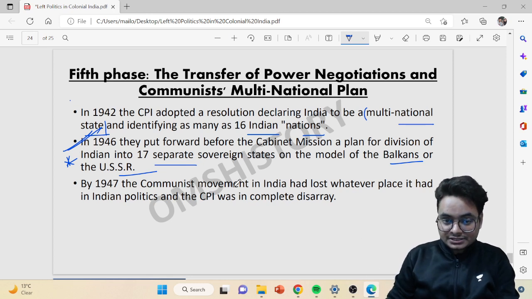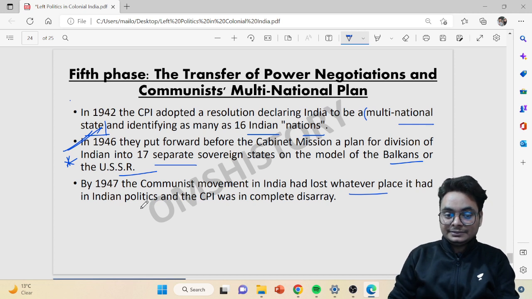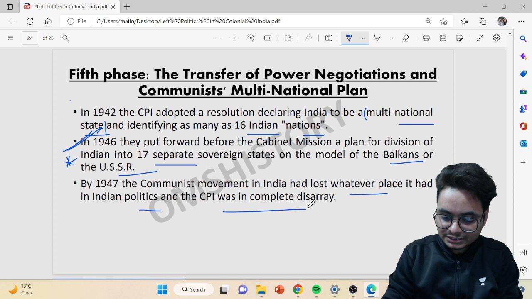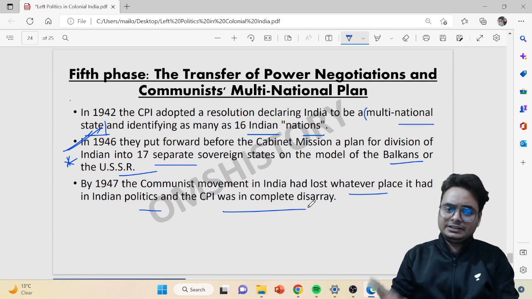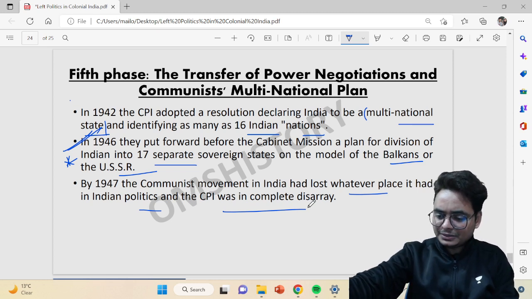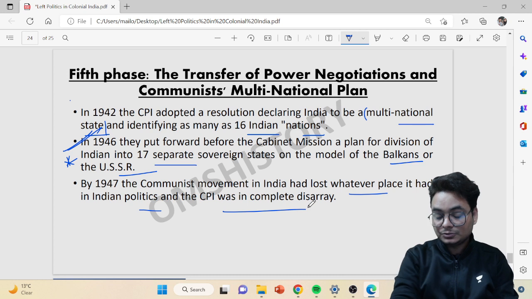Okay, by 1947, the communist movement in India had lost whatever place it had in Indian politics, and CPI was in complete disarray. Okay, it was in complete disarray, which is understood as well. Why did such a thing happen? अगर हम इसको critically देखें कि why Communist Party of India by 1947 is losing such a credibility.